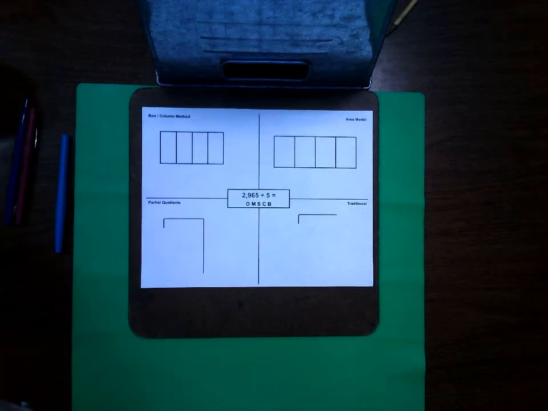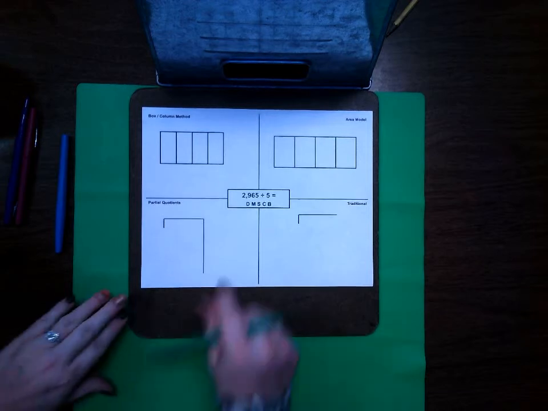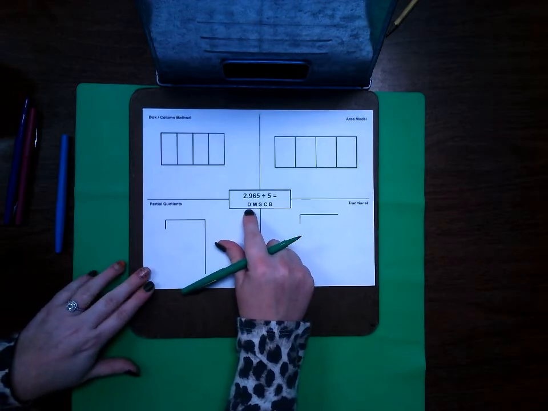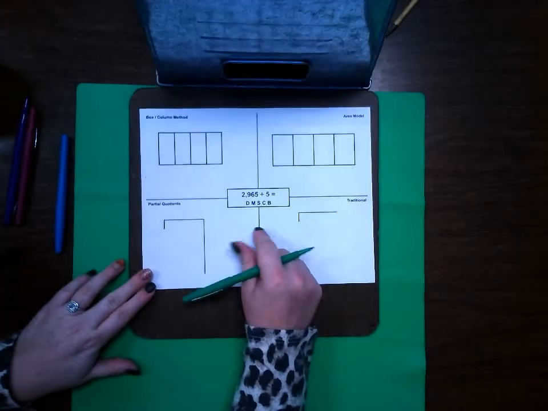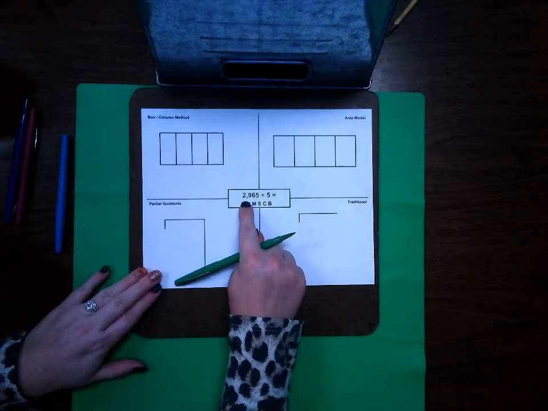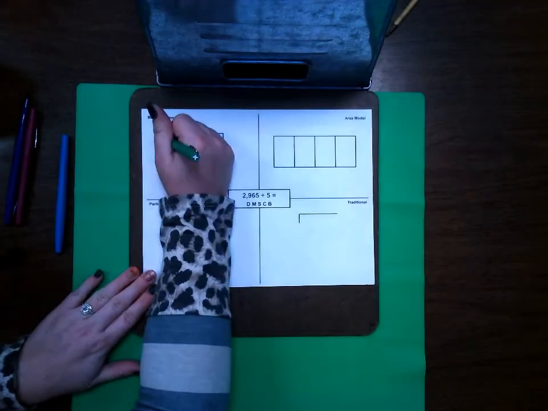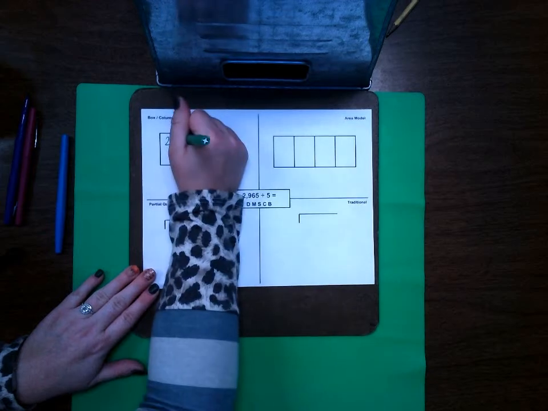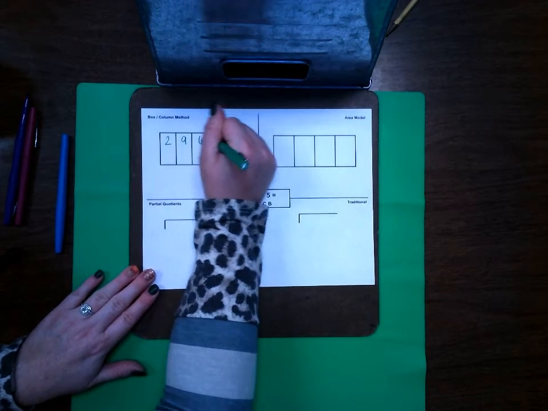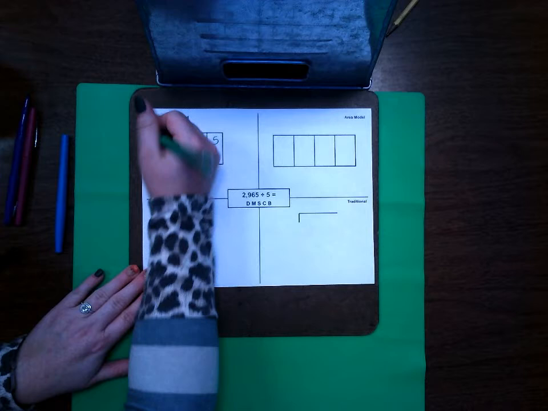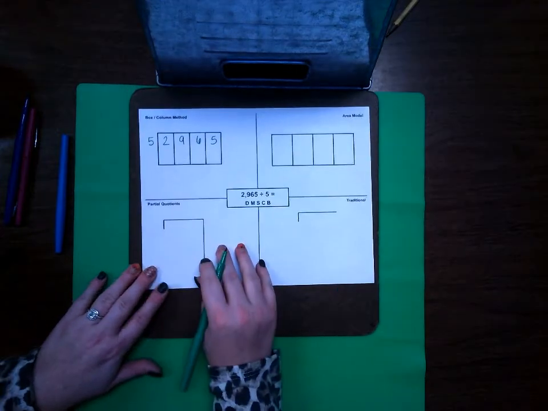All right, students, this is our last problem for our instruction for how to solve long division problems. Right here is our problem, so find the paper that has this on it. I'm going to put my dividend, I'm going to put 1 in each box. My divisor is going to go on the outside.